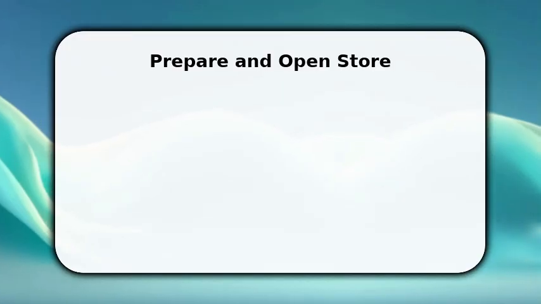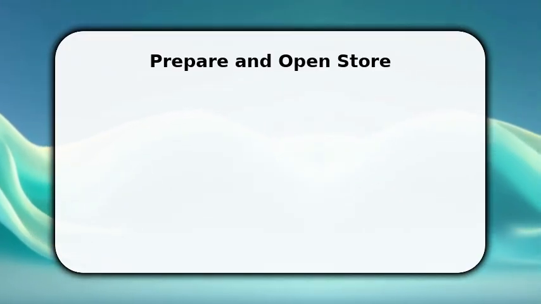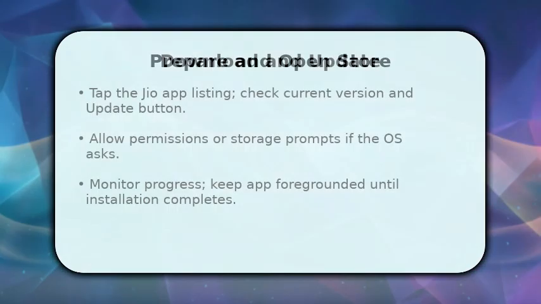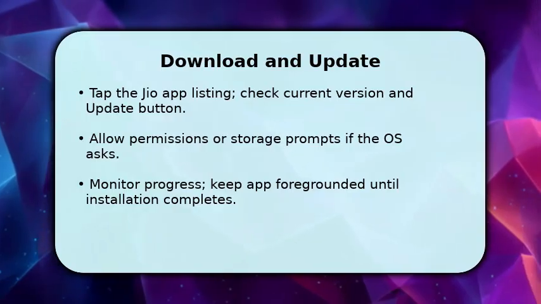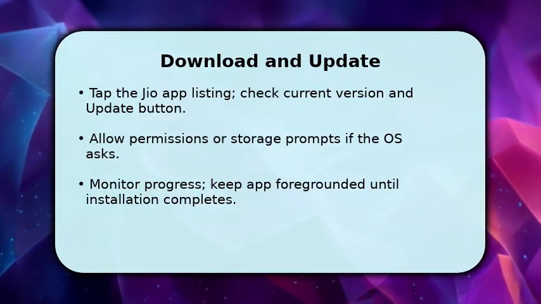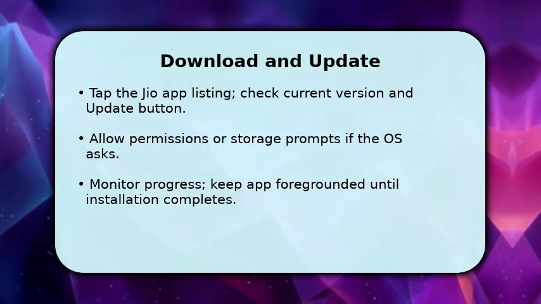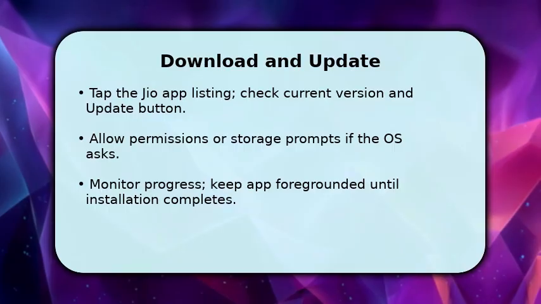Now search for Geo in the store. Proceed when the app listing appears. Once you're on the Geo app page, locate the Update button. If it reads Open, you're already up to date. Tap Update to start downloading. The store may request permissions or confirm storage use, so accept those prompts to continue.